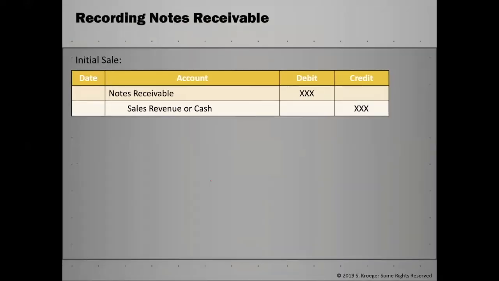Next, we'll be discussing how to do the journal entries for this. For the initial sale, instead of it being accounts receivable on our books, it'll be notes receivable, implying that there's interest involved. The credit would either be sales revenue or cash, depending on the situation. If you're just loaning someone money, it would be cash. If you sold them something and they're going to pay you later, it would be sales revenue. Most of the time, it would be accounts receivable and then sales revenue.